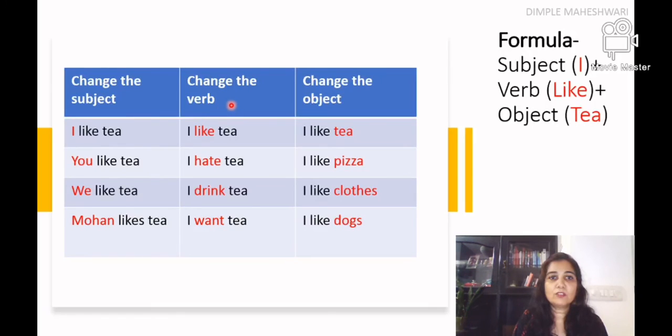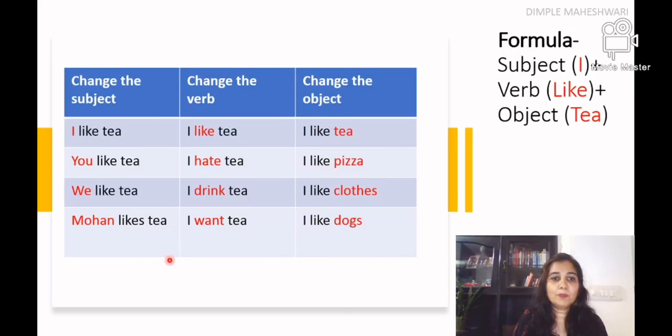Coming to change the verb. If you change the verb like to hate, drink and want, it becomes I like tea, I hate tea, I drink tea and I want tea. And if we change the object, for example, if I change tea to pizza, clothes or dogs, the sentence becomes I like pizza, I like clothes, I like dogs.